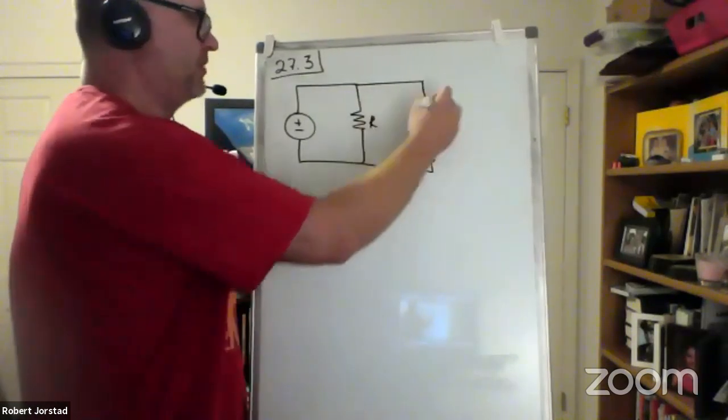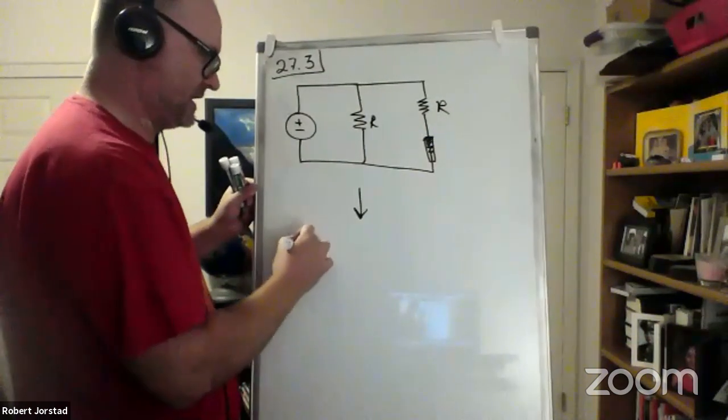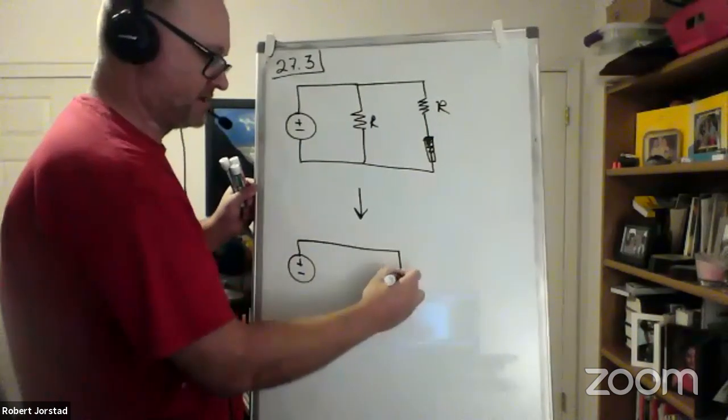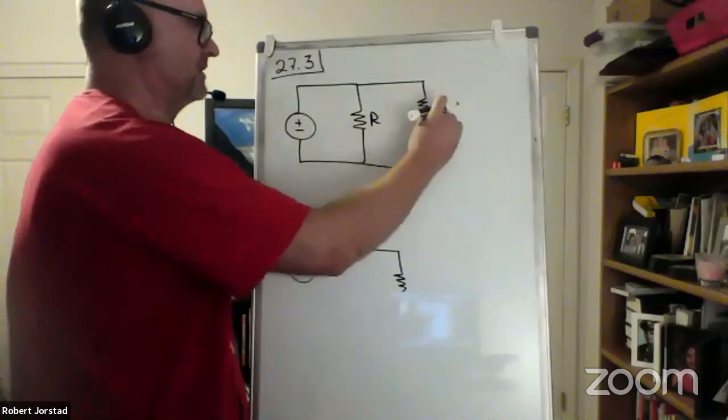Okay, we've got R, the equivalent circuit here. I bet you could figure this out. What's the equivalent resistance when I put 2 resistor R's in parallel?